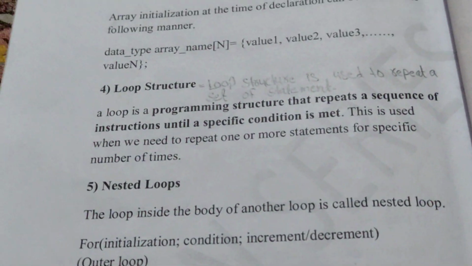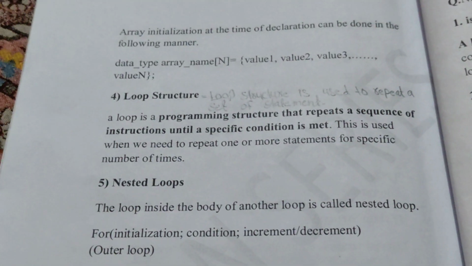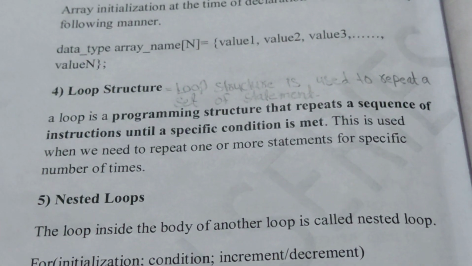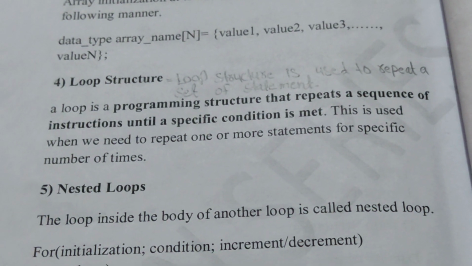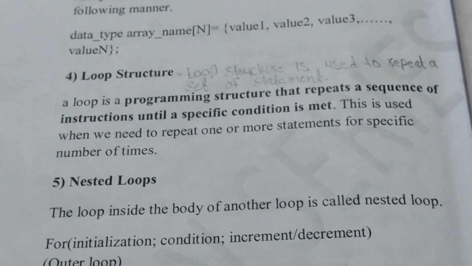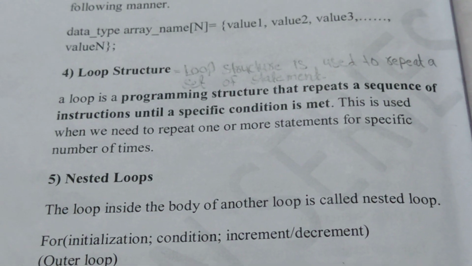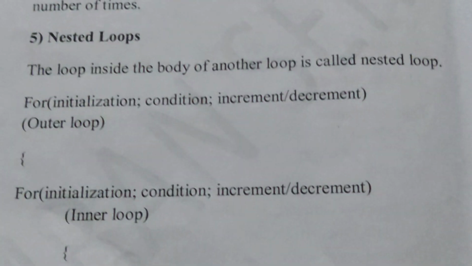Okay, so next one is loop structure. A loop is a programming structure that repeats a sequence of instructions until a specific condition is met. This is used when we need to repeat one or more statements for a specific number of times.